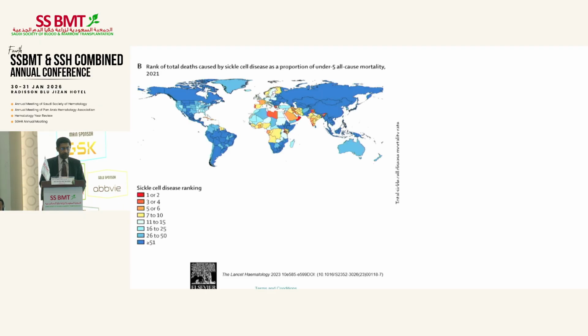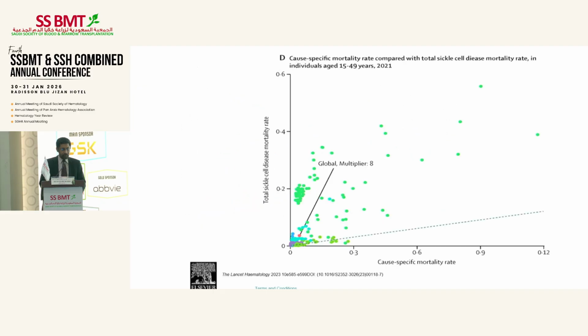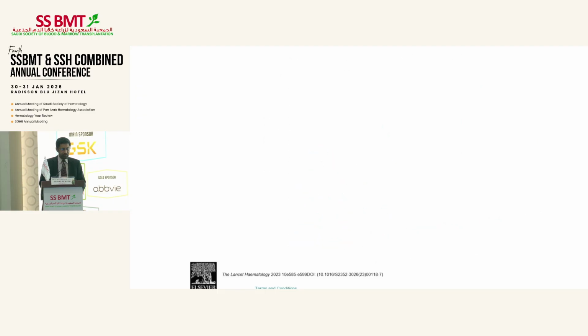This is the incidence of death under the age of 5 years from sickle cell disease, and you can see the ranking of the affected countries. And the cause-specific death from sickle cell disease: patients affected by sickle cell disease don't do as well as the general population, as you can see here. This is the sickle cell mortality between 15 and 49. Again, the mortality at this point in time is increased due to sickle cell disease.